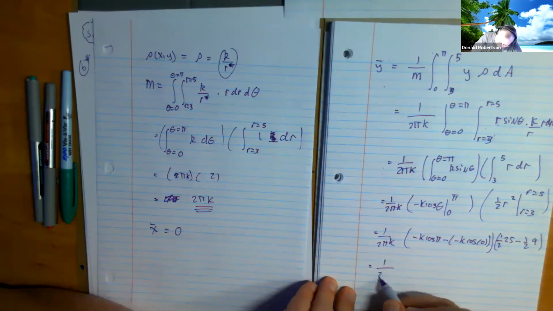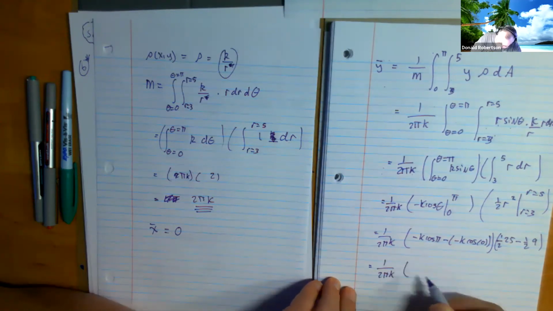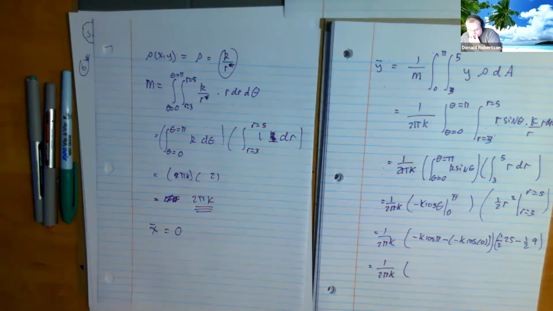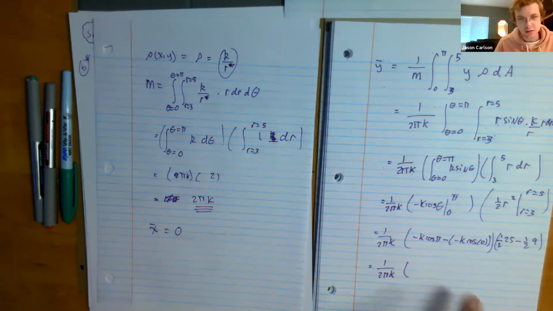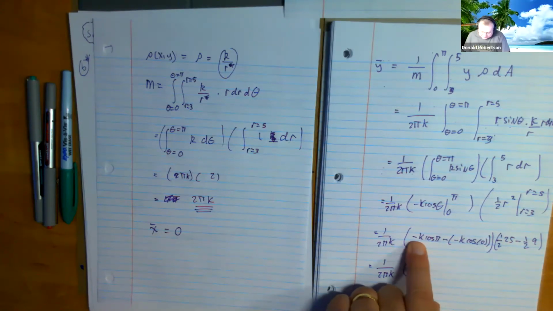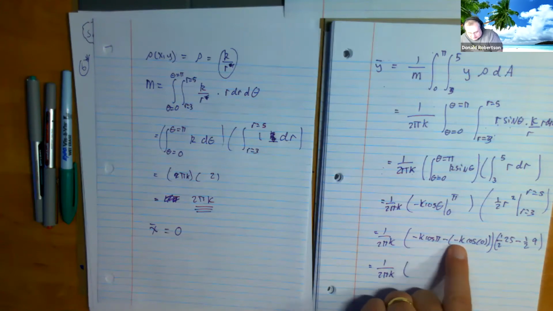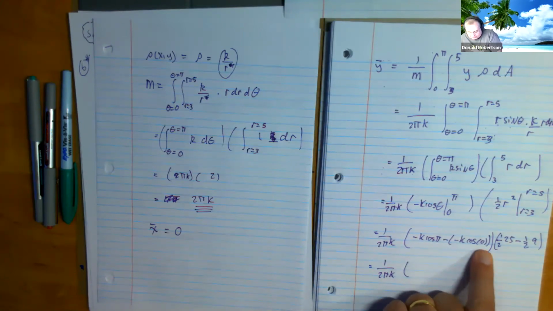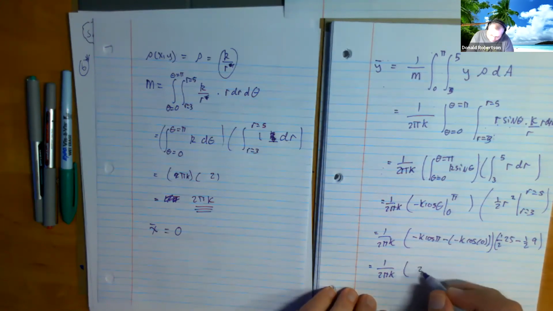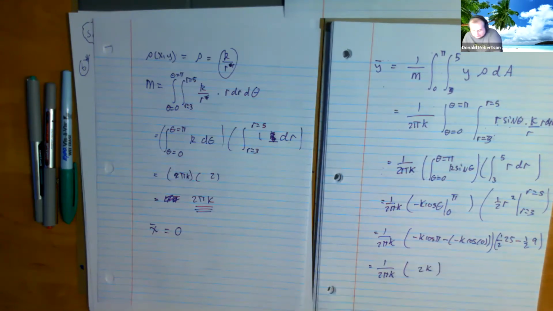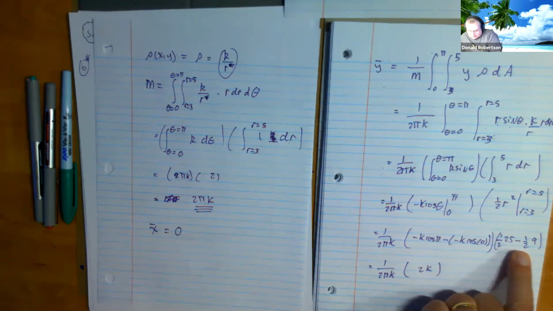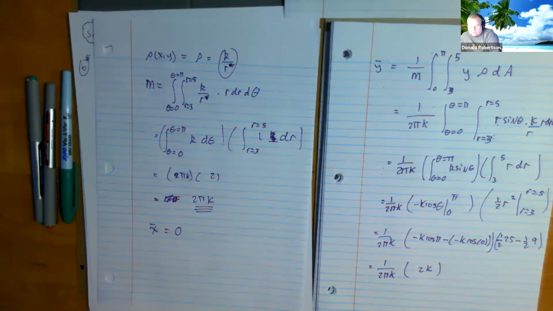Let's see what we get here. 1 over 2 pi k. Cosine of pi. That's -1. So negative makes that a plus, so that's a k. 2 negatives make that a plus. Isn't the cosine of 0 also 1? So you put that package together, are you happy with the 2k? That's 25 halves. Take away 9 from 25. I believe that leaves you with what, 16?